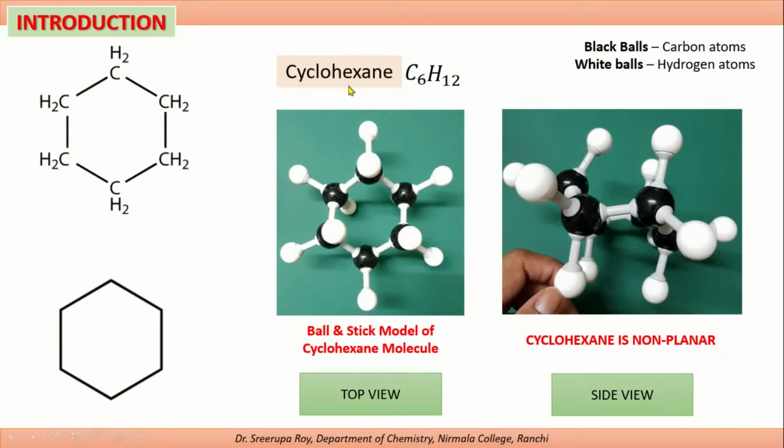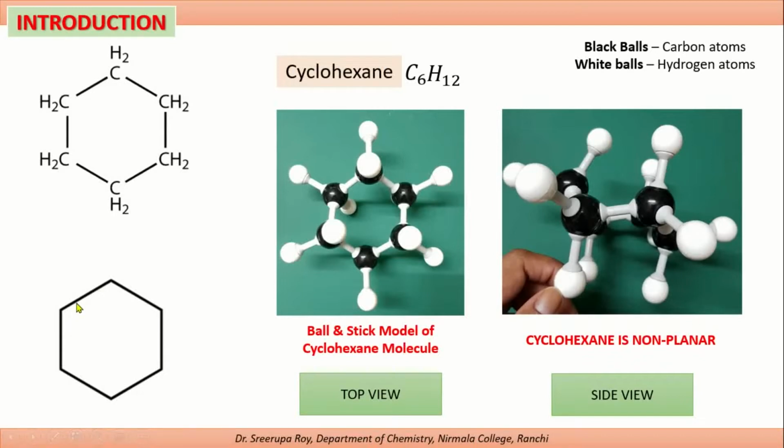The molecular formula of cyclohexane is C6H12, and this is the basic structure of this molecule. Sometimes it is also written as a regular hexagon. But this is not the true structure of cyclohexane. This is because if cyclohexane were a regular hexagon, it would be planar with a bond angle of 120 degrees.